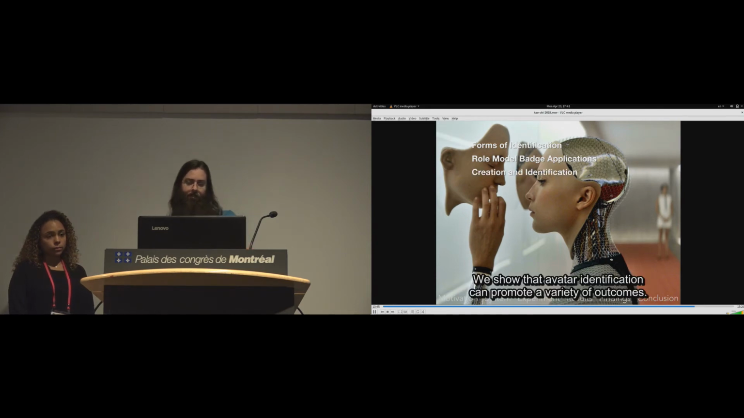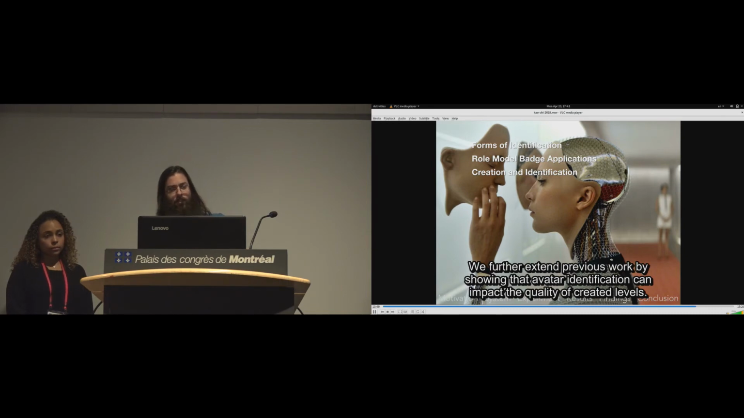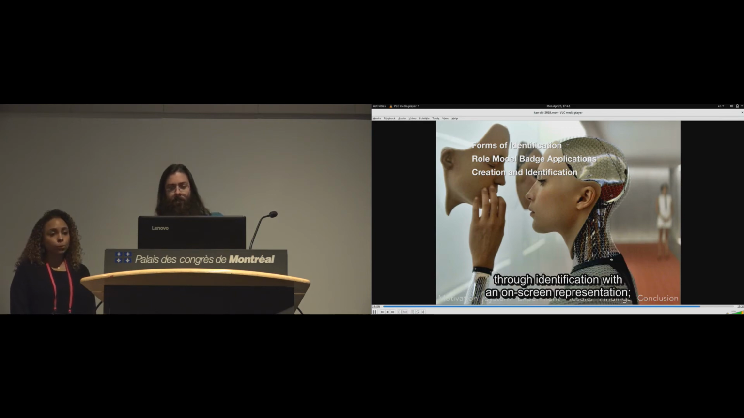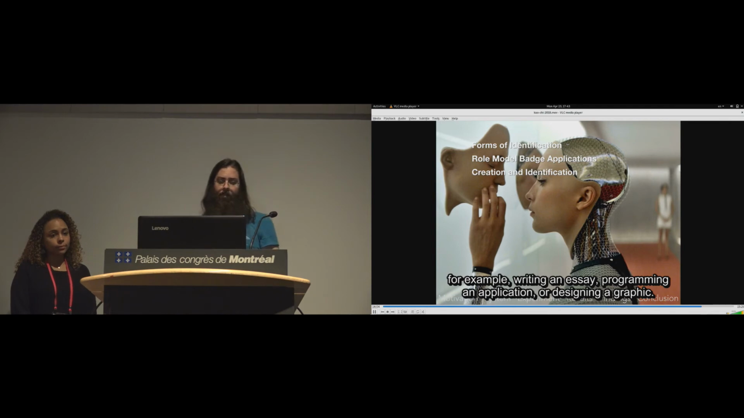We show that avatar identification can promote a variety of outcomes. We further extend previous work by showing that avatar identification can impact the quality of created levels. It remains an open question as to whether the production of other artifacts can also be similarly affected through identification with an on-screen representation. For example, writing an essay, programming an application, or designing a graphic.